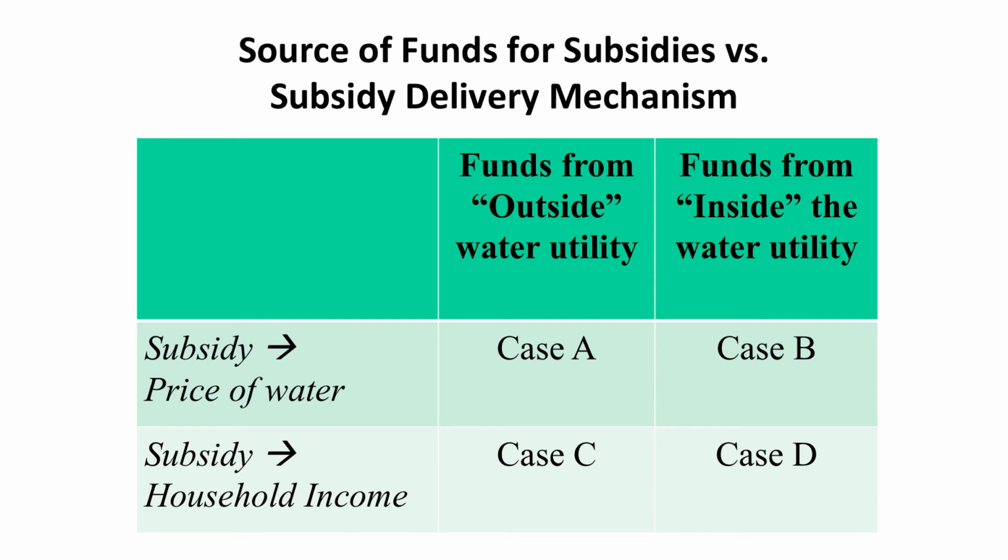In case A, the funds for the subsidy come from outside the water utility, from higher-level government. These funds are used to enable the utility to provide households with water services at subsidized prices. Case A is overwhelmingly the most popular approach in the water sector, but as we discussed, it has those 6 main problems. In case B, the funds for the subsidy are generated internally by the water utility and used to provide subsidized water services to some households.